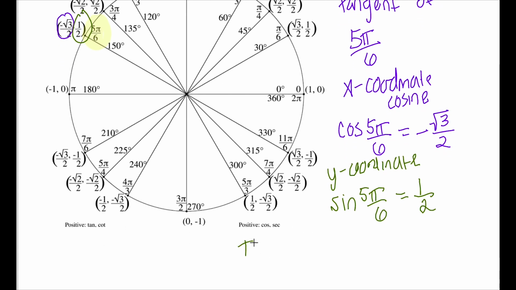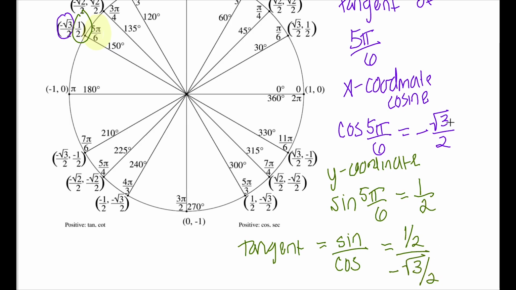Tangent equals sine over cosine. So we do 1/2 divided by -√3/2.